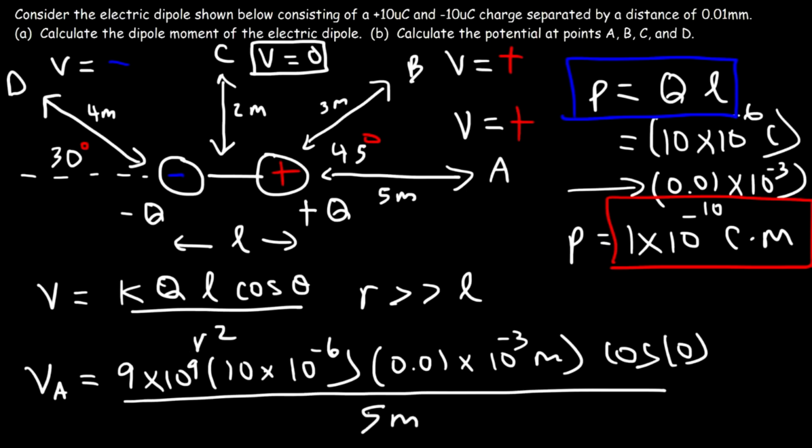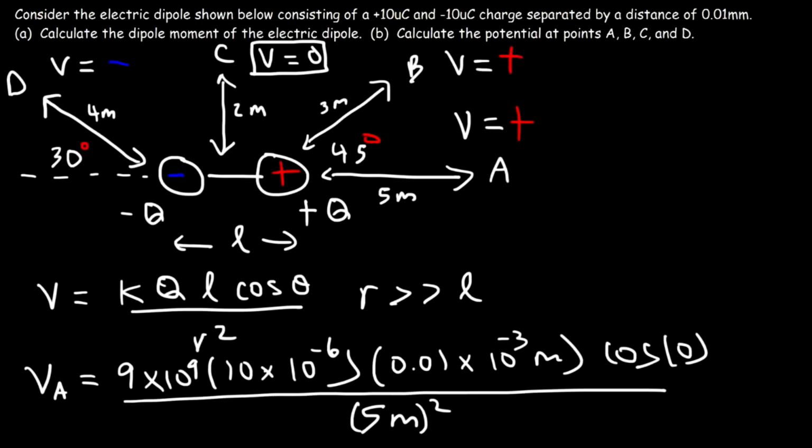So r is going to be 5 meters in this example. So 9 times 10 to the 9 times 10 times 10 to the minus 6 multiplied by 0.01 times 10 to the minus 3, and cosine 0 is 1, divided by 5 squared. This is going to give us a potential of 0.036 volts.